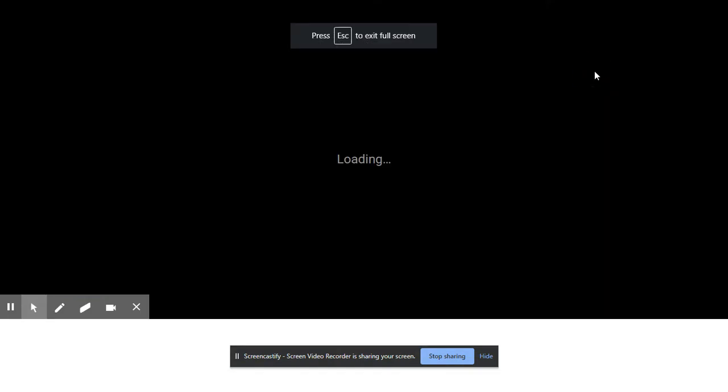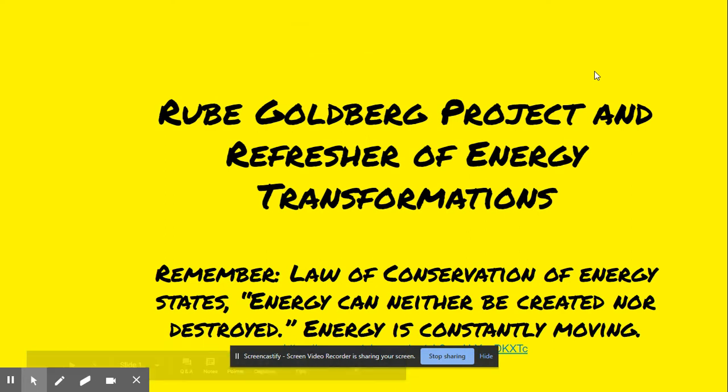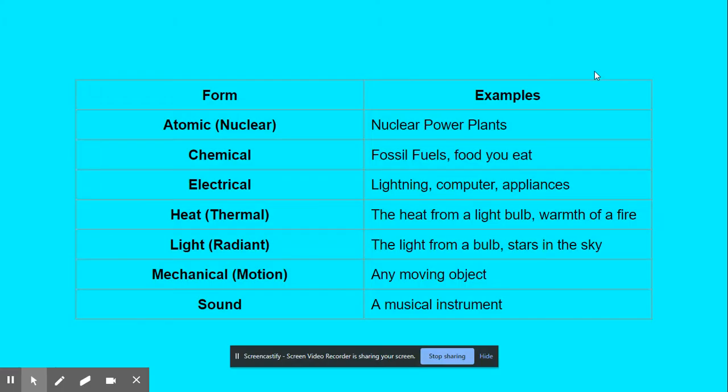The number one thing to remember with Rube Goldberg in energy transformations is that the law of conservation of energy states that energy can neither be created nor destroyed. It is constantly in motion. It's constantly moving. Once we get done with this, I'm going to have you go back and watch the videos for reminders. Let's go through and talk about the various forms of energy.